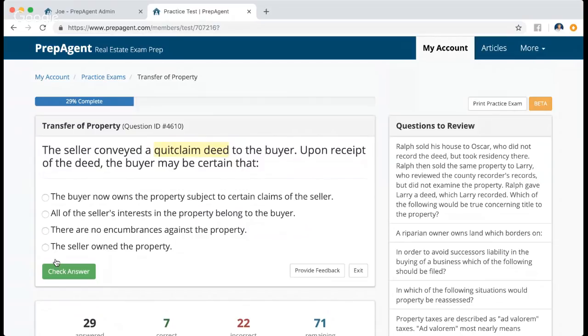Okay, A, the buyer now owns the property subject to certain claims of the seller. B, all the seller's interest in the property belong to the buyer. C, there are no encumbrances against the property. Or D, the seller owns the property.